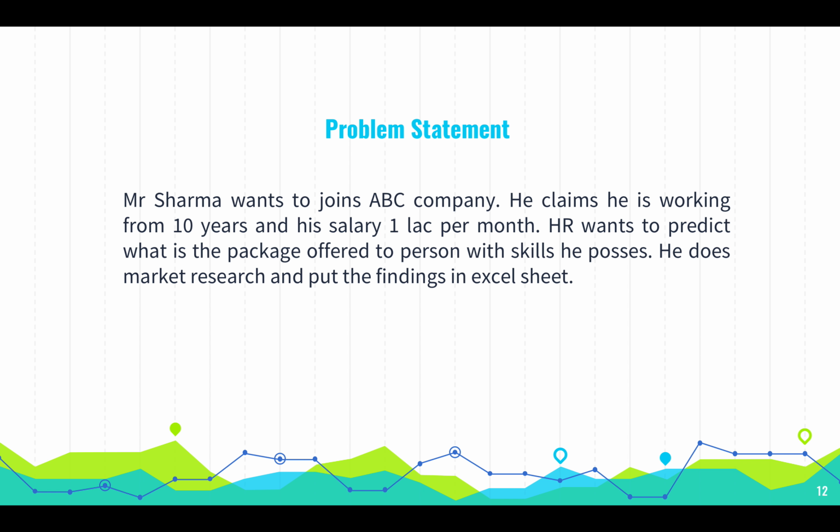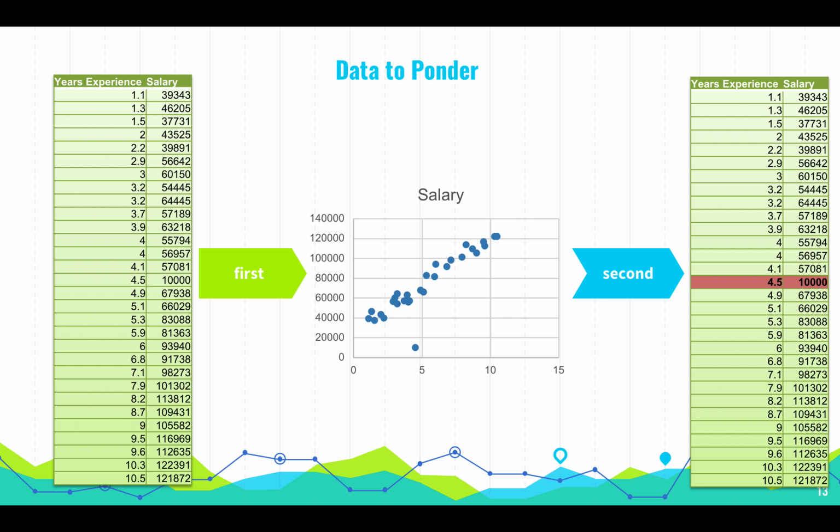So there's a problem statement. Mr. Sharma wants to join ABC company. He claims he has been working for 10 years and his salary is 1 lakh per month. HR wants to predict the package to offer a person with the skills he possesses. He does some market research and puts the findings in an Excel sheet. Here you will see the years of experience and the salary.